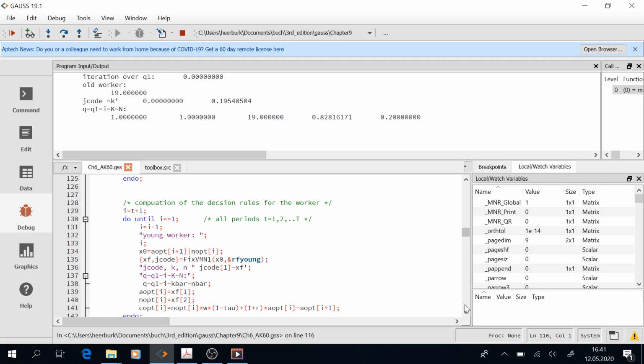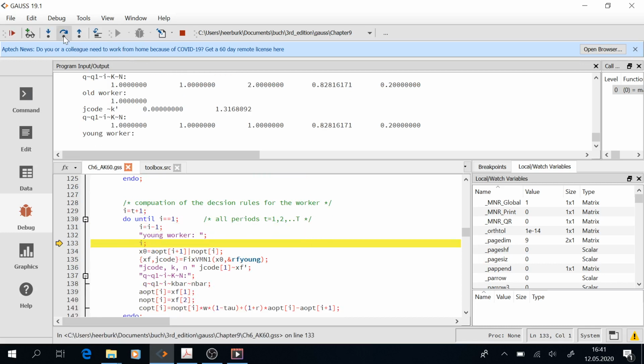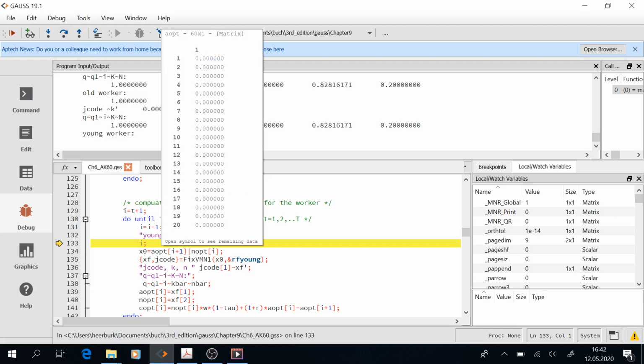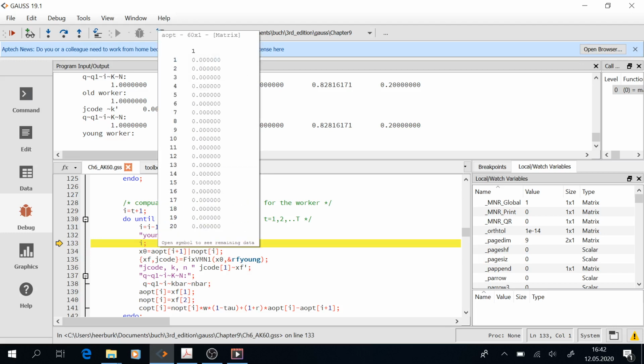So let's jump to the condition of the worker, and let's run to the cursor here where we compute the optimal labor supply and the optimal savings of the worker. Now we have two first order conditions, the Euler condition for optimal savings and the first order condition with respect to labor. So we have to provide two initial guesses. And the initial guesses are simply the optimal labor supply next period, the optimal asset next period and the optimal labor supply, which we have initialized with 0.3.